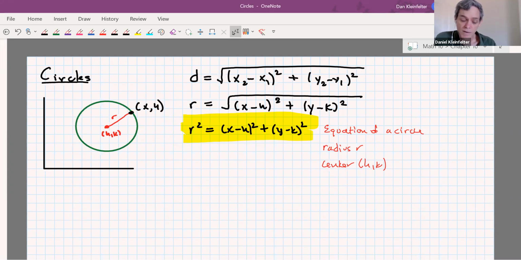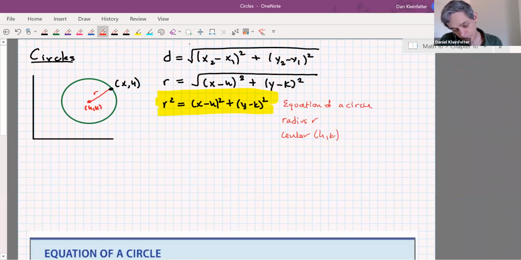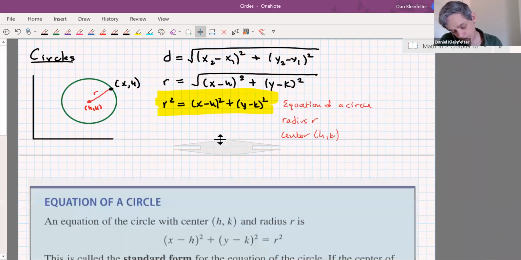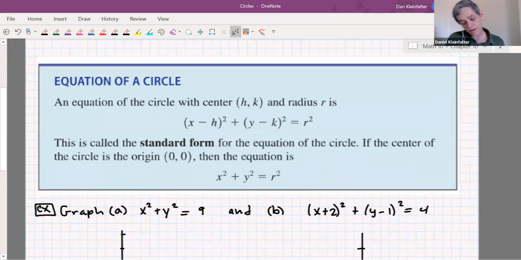Otherwise, if you remember the picture of a circle and how we've labeled the pieces, and you know the distance formula, then you can recover that circle formula whenever you need it. Okay, so that's the circle equation. So this just restates it. Of course, if the circle is centered at the origin, that is h and k are 0, we get what's called the unit circle. It's x squared plus y squared equals r squared.